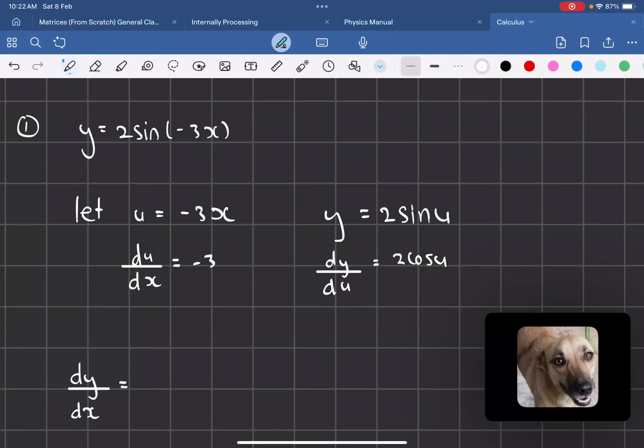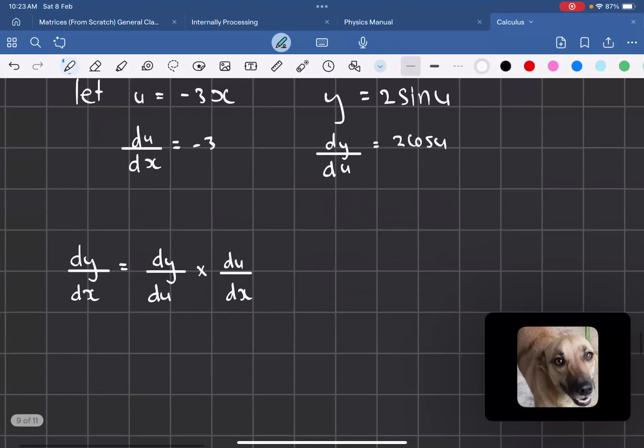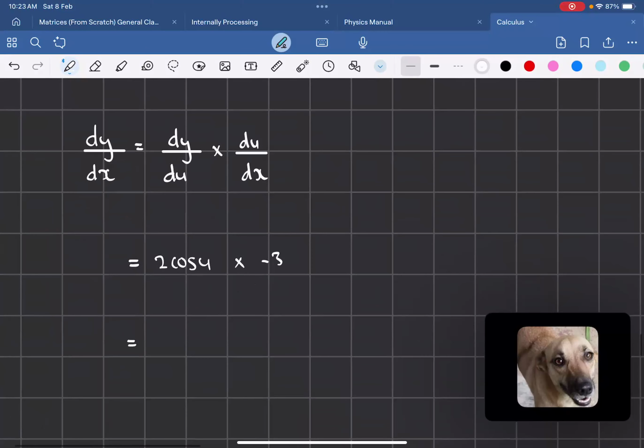Yeah, that's exactly it. We have to multiply them. So dy over du, multiplied by du over dx. dy du is what? dy du is 2 cos u. So we're going to multiply that by du dx, which is minus 3. So I'm going to change that to 2 cos minus 3u.